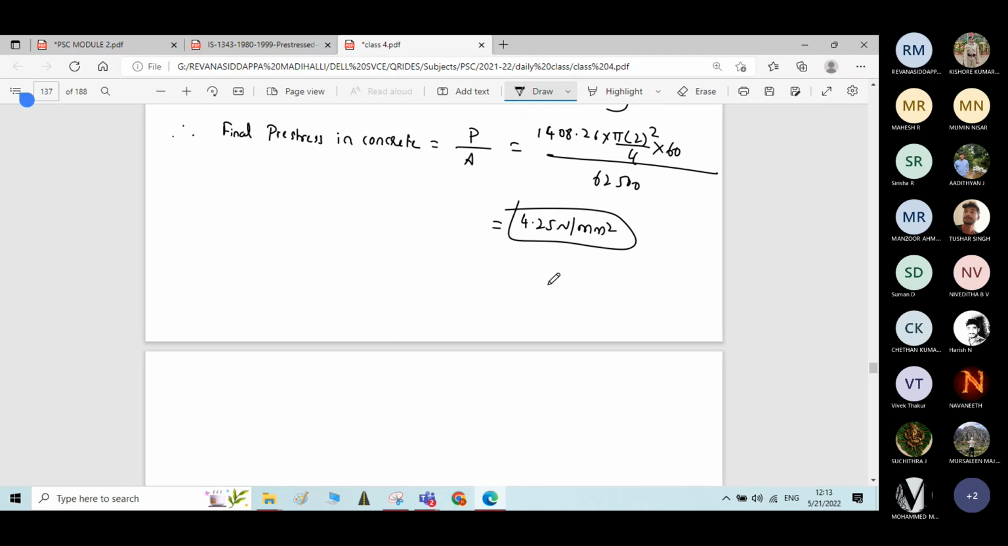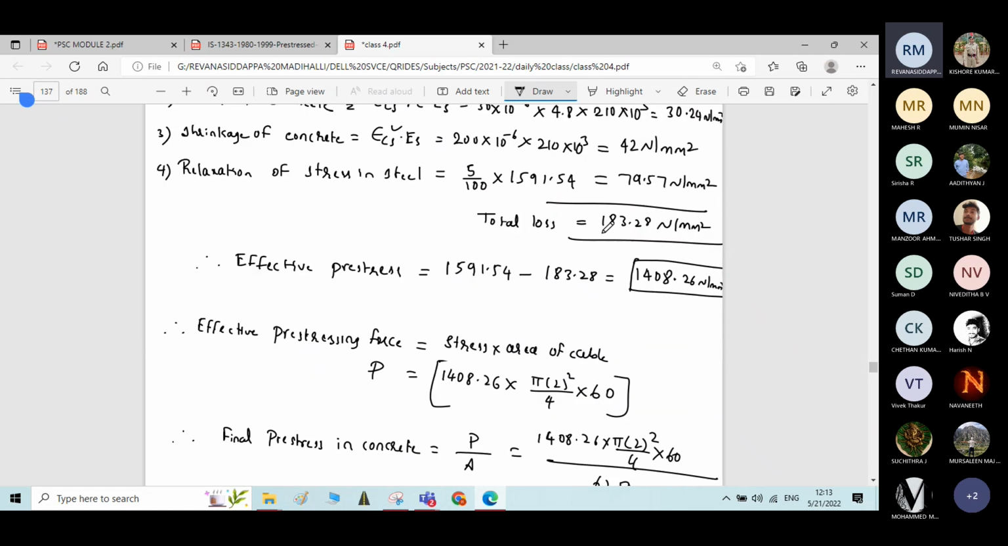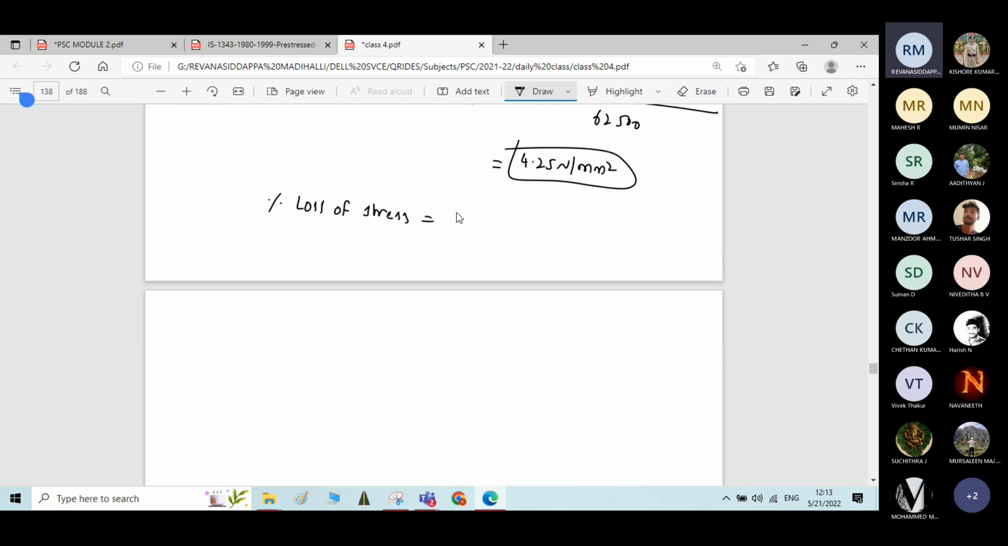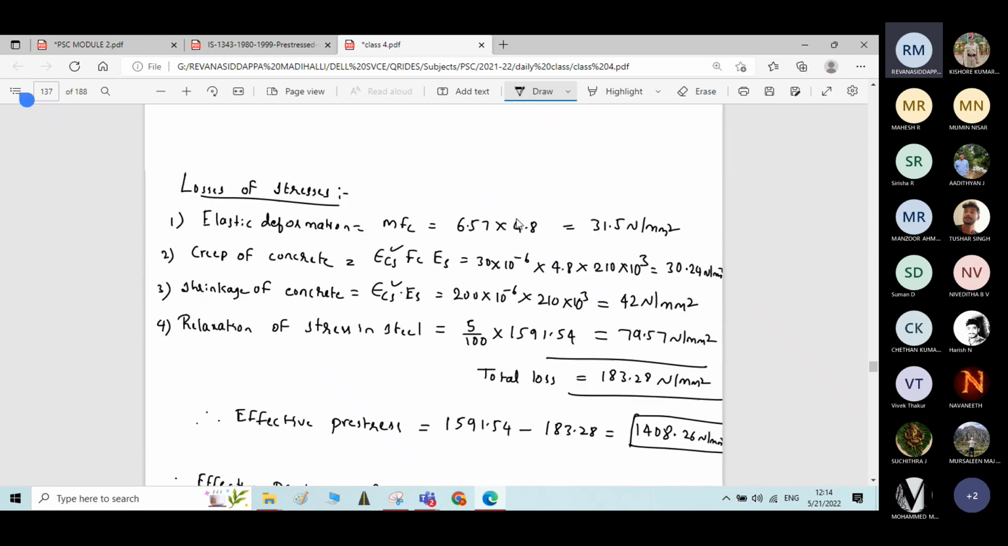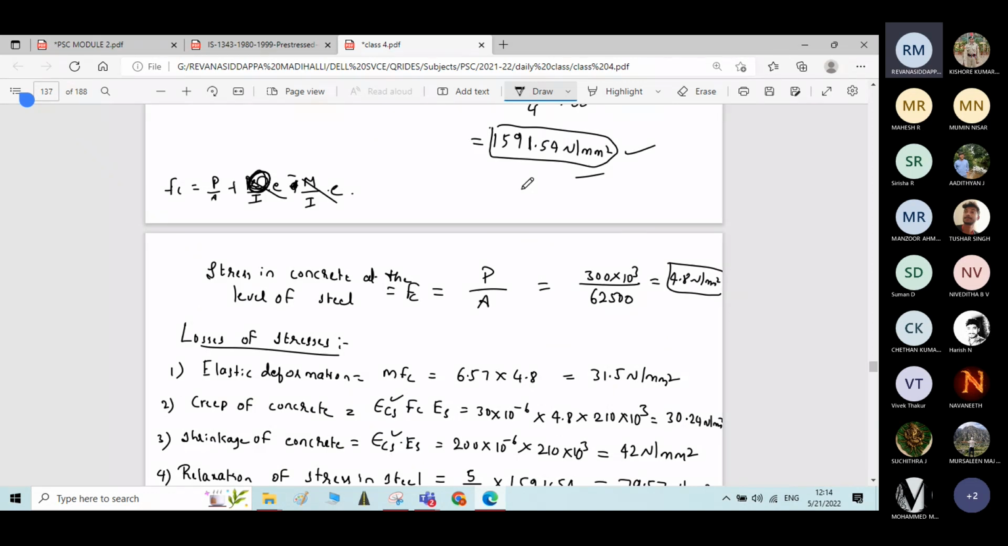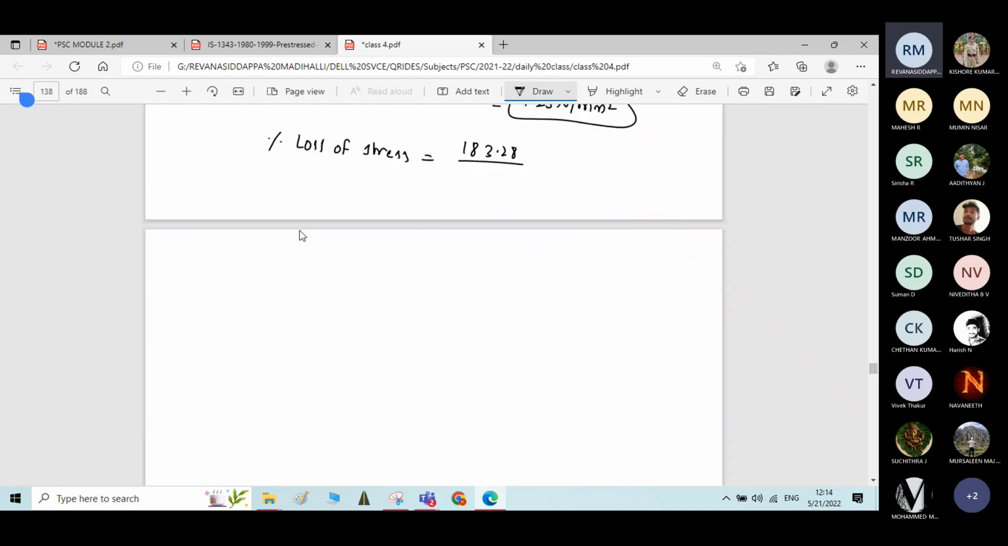Okay. If you want, you can calculate the percentage loss of stress as well. So total loss is how much? Total loss is 183.28 Newton per mm square, out of how much? Out of 1591.54. So 183.28 divided by 1591.54 into 100. By this we'll get the percentage of loss. We'll get it as 11.51%.